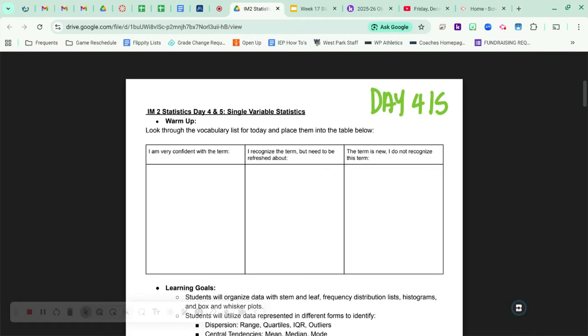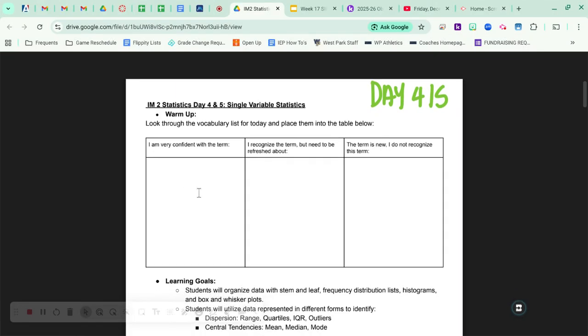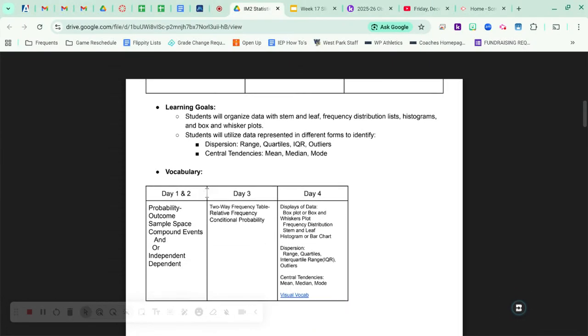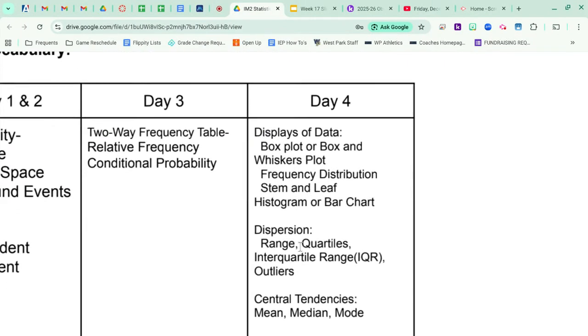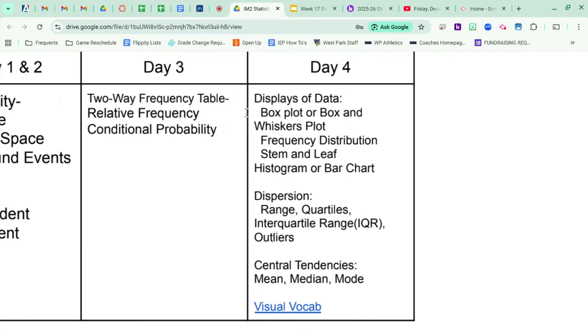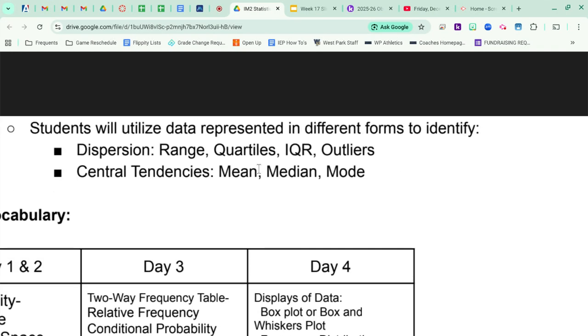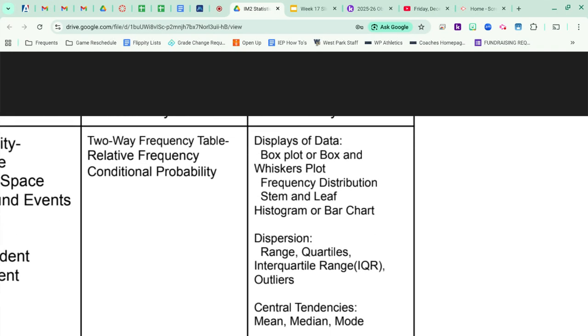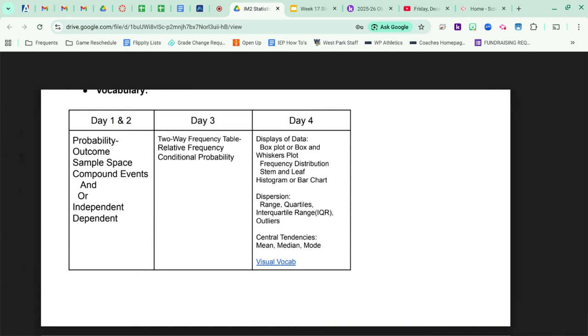So the first thing that periods 1 and 2 you will do is look through the vocabulary, down here in day 4 specifically, and there's a lot. So there's different displays of data. You have the box plot or box and whisker plot, also known as the frequency distribution, the stem and leaf, the histogram, and then also the bar chart. There is a difference between the two. You can look it up.